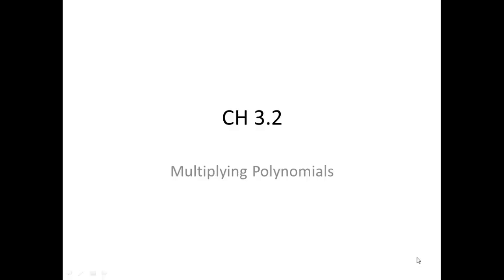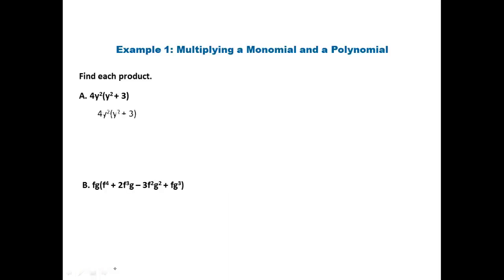Chapter 3, Section 2 is multiplying polynomials. So first we're going to multiply monomials with a polynomial. Right, so find the product of each for part A.